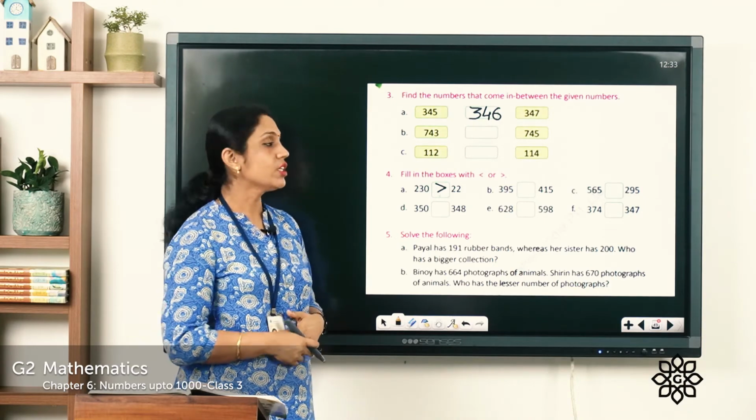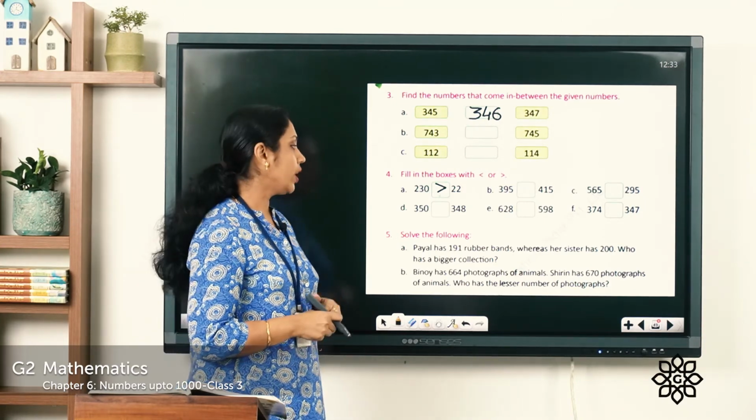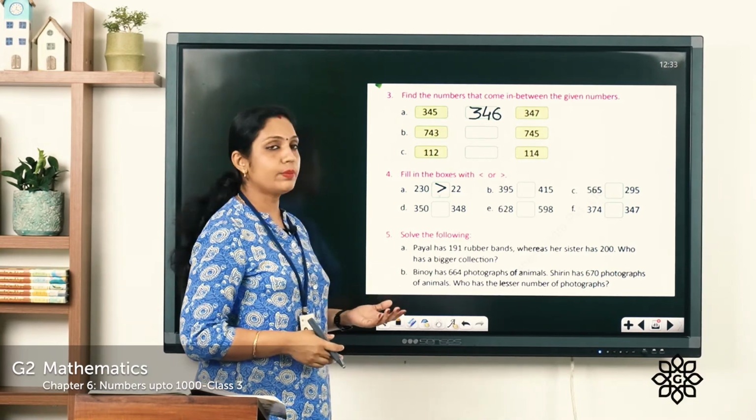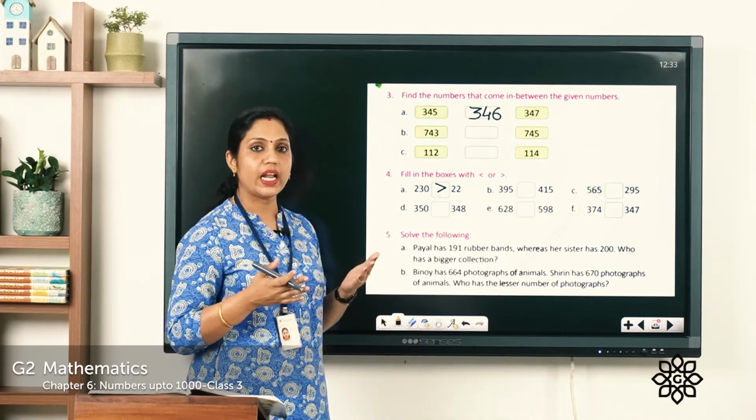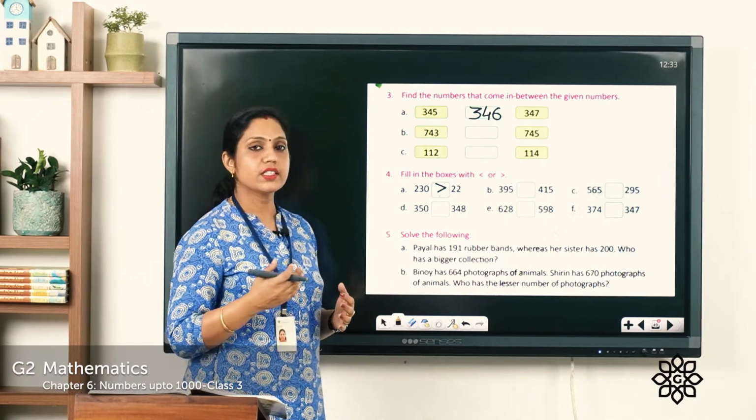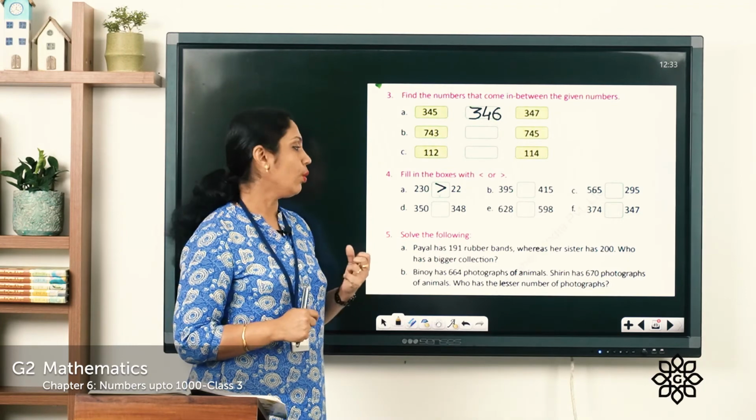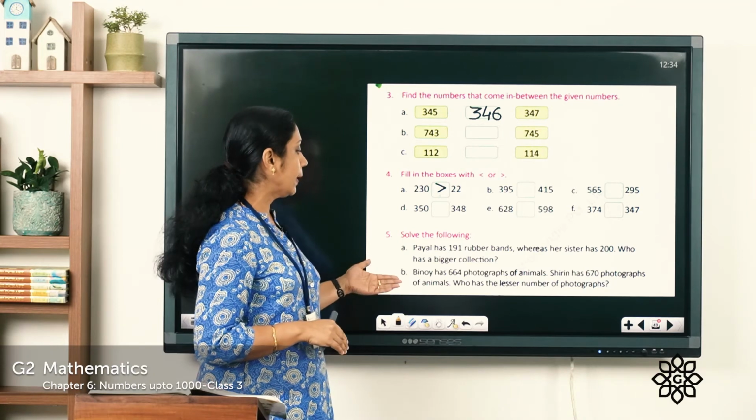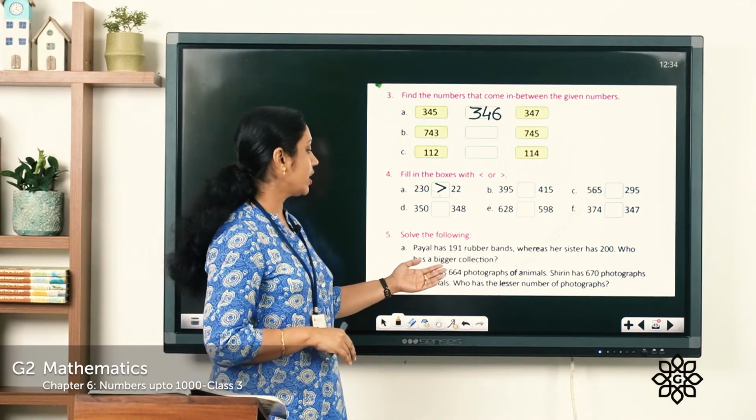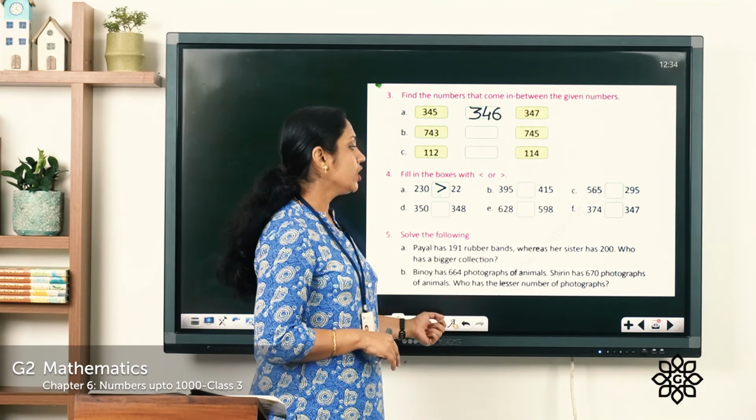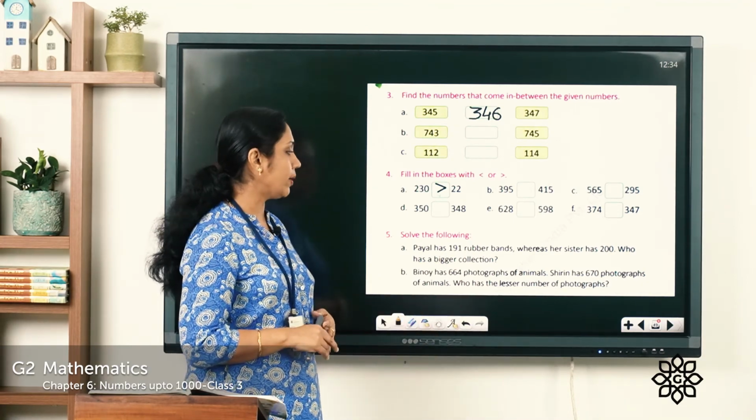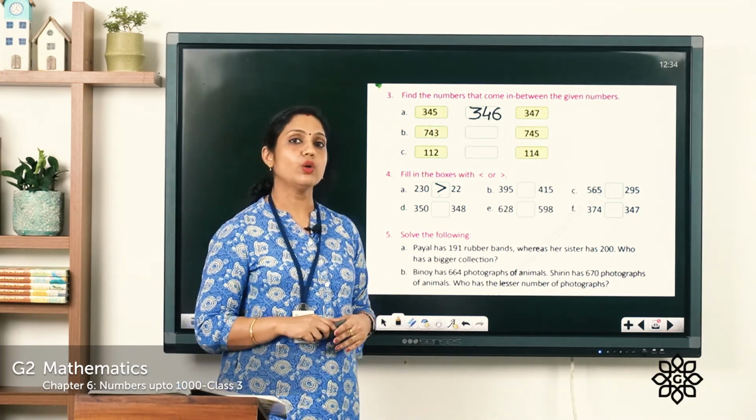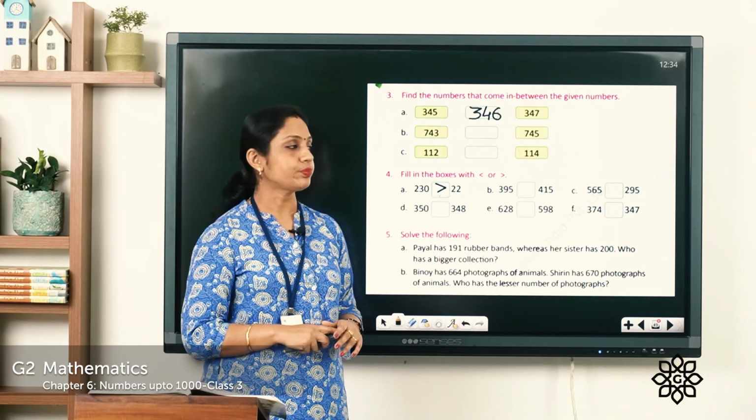Next, fifth one, solve the following. Payal has 191 rubber bands whereas her sister has 200. Who has a bigger collection? So who has more? Is it 191 or 200? You can find it out. B. Binoy has 664 photographs of animals. Shirin has 670 photographs of animals. Who has a lesser number of photographs? So read the question and find out who has a lesser number of photographs here.